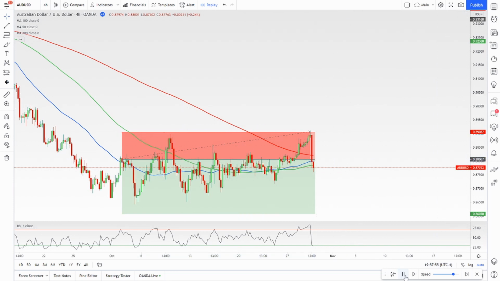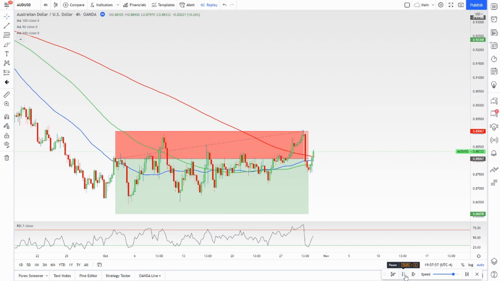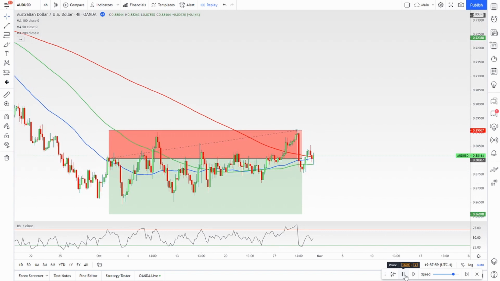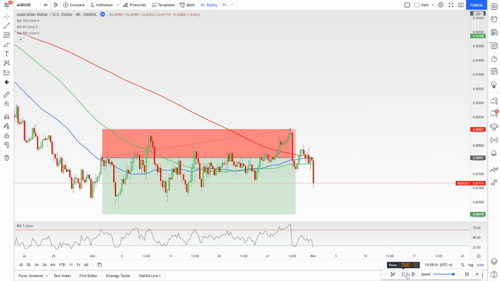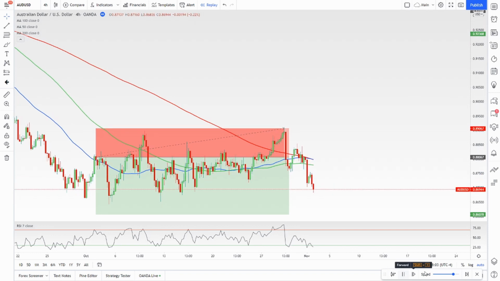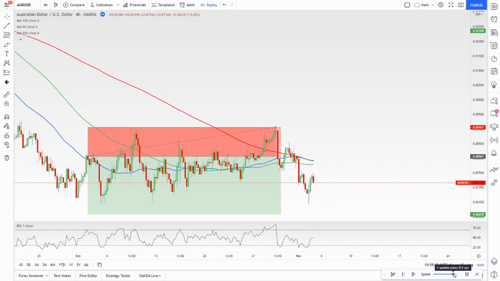We can now just skip ahead as we do not have all the moving averages lined up. We are waiting for another signal. So we'll just give this some time to play out. And again, this is just the reality of trading.